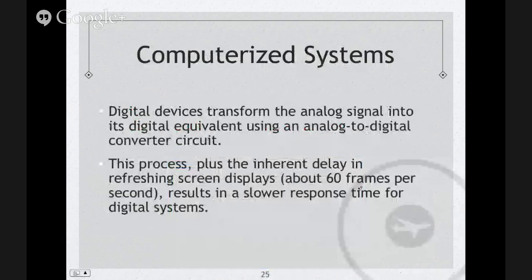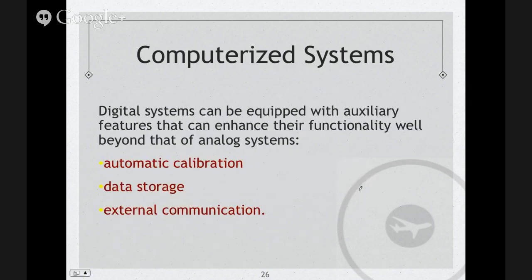Digital devices transform the analog signal into its digital equivalent using an analog to digital converter circuit. This process causes an inherent delay in refreshing screen displays, resulting in a slow response time from digital systems. The digital systems can be equipped with auxiliary features that can enhance their functionality well beyond that of analog systems, right? So automatic calibration, data storage, external communication.